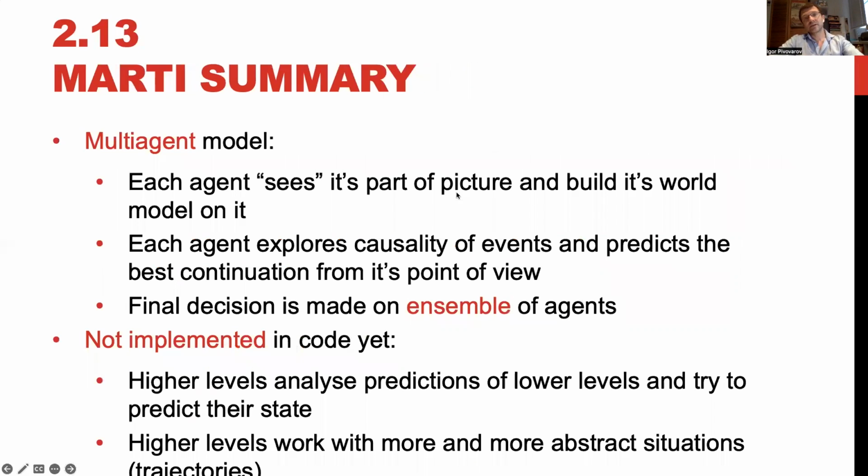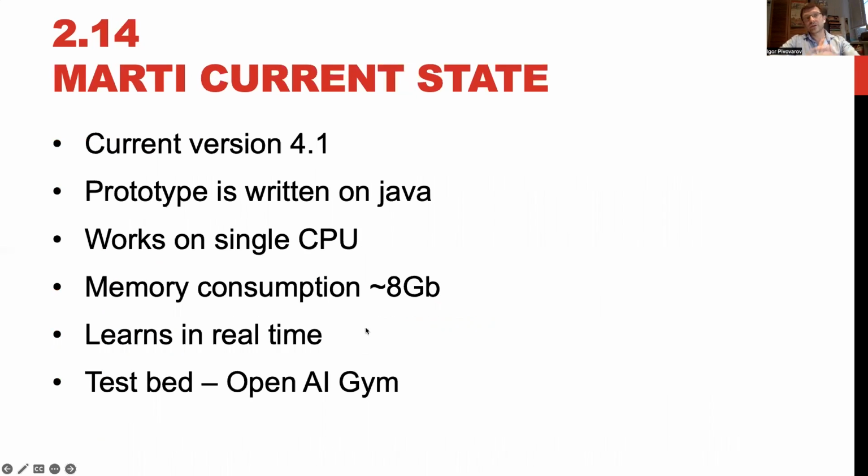So to summarize, MARTI is a multi-agent model. Each column can be considered a small agent, which has its part of the picture, and based on its information, it makes predictions and explores causality, and the final decision is made on the ensemble of these agents. The current version is written in Java. It works on a single CPU and learns in real time.